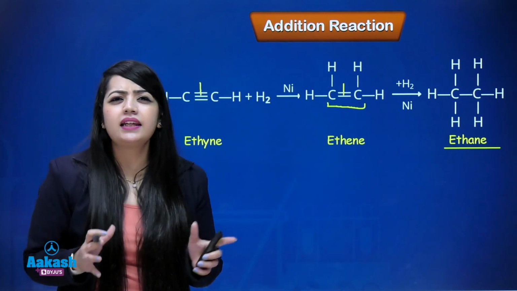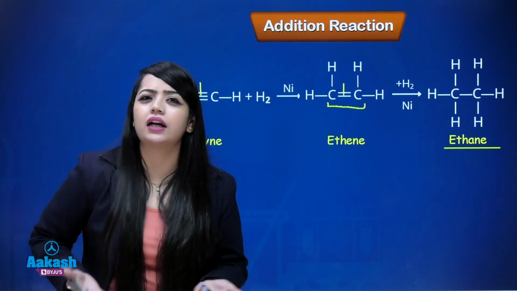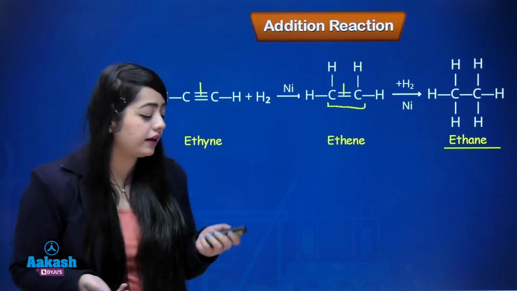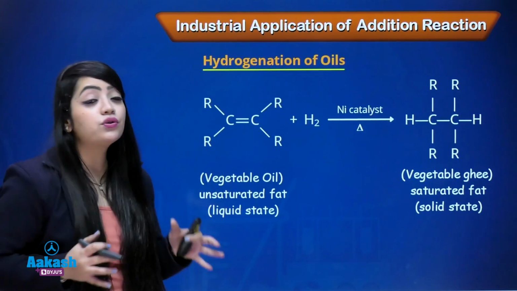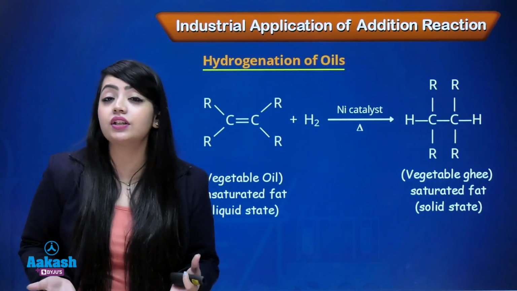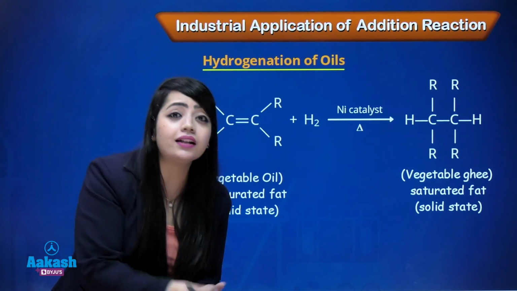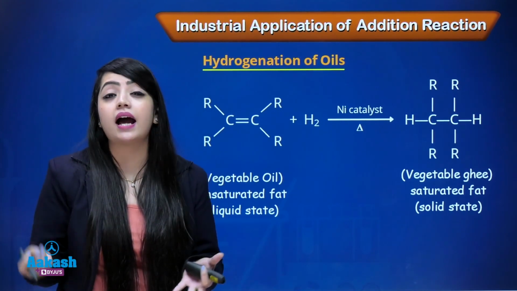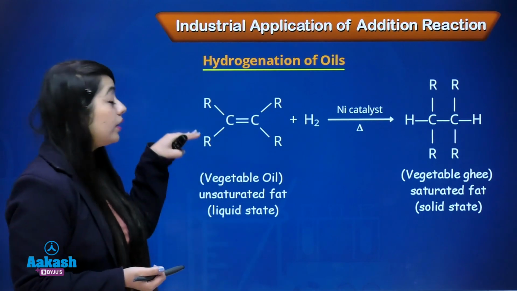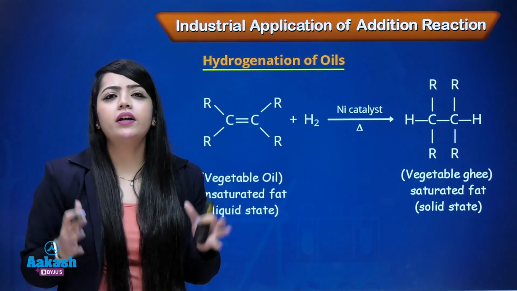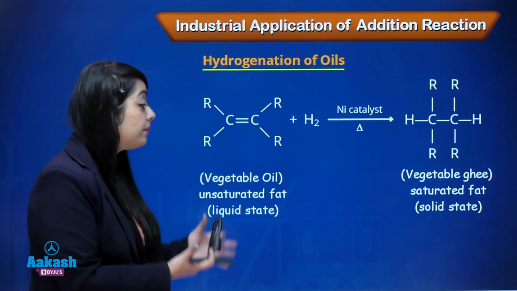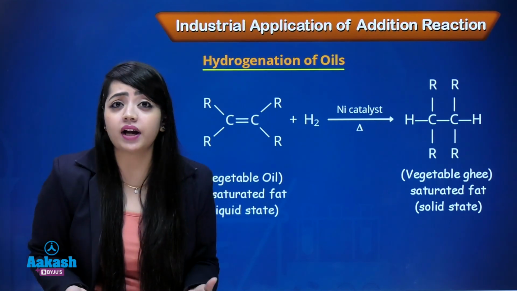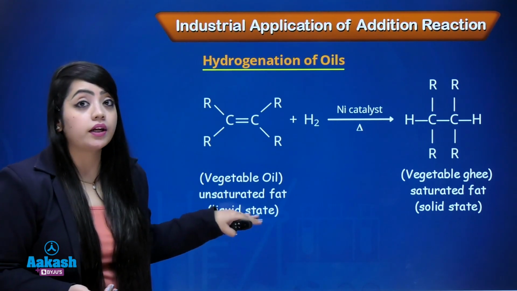चलो अब पढ़ते हैं कि actually मैम ये हम addition reaction कर क्यों रहे हैं? What is the actual benefit, right? So let us study about the industrial application of addition reaction. That is hydrogenation of oils. What is hydrogenation? हाइड्रोजन को ऐड करना ही हाइड्रोजनेशन है, right? We are adding hydrogen. Okay, so this is an unsaturated compound, और ये कोई ऐसा वैसा unsaturated compound नहीं है. This is actually vegetable oil which is being used at your home, right? It is a liquid, right students?